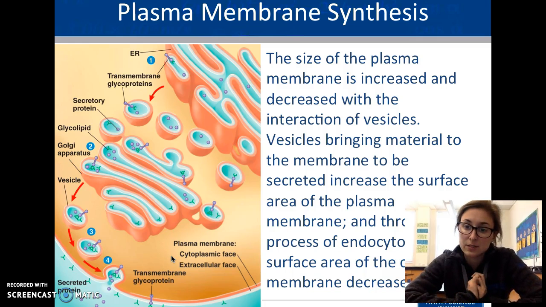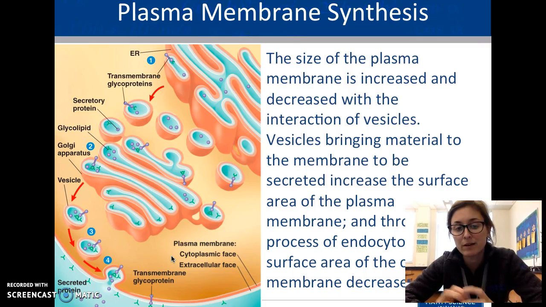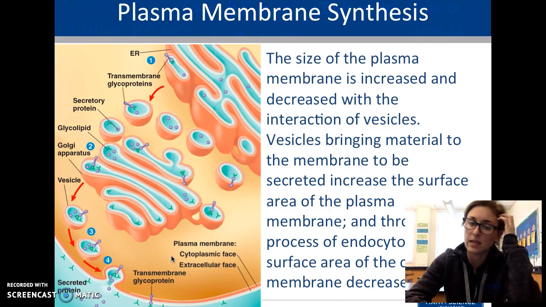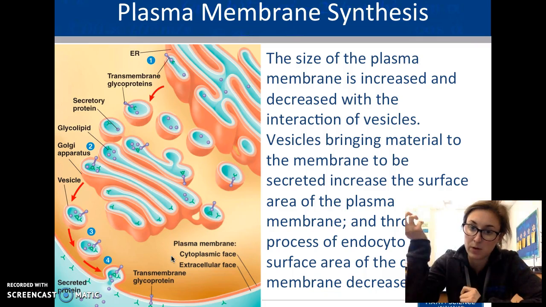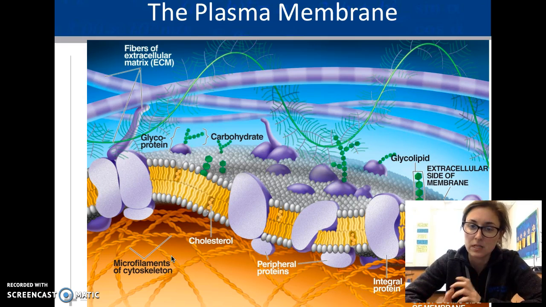Plasma membrane synthesis. So we have this phospholipid layer, but sometimes it's damaged. Sometimes we need to add more. And so the size and the amount of membrane can be increased or decreased when we create vesicles. If we remember back to the Golgi apparatus and the rough and smooth endoplasmic reticulum, they have things that will join and then basically spread out to become membrane, and it can increase the surface area of the plasma membrane. This is what the plasma membrane looks like up close.